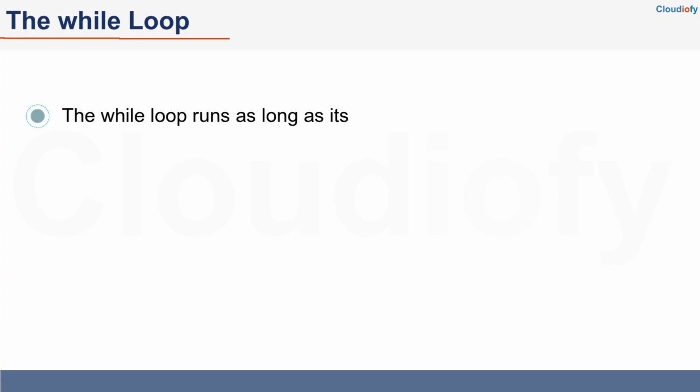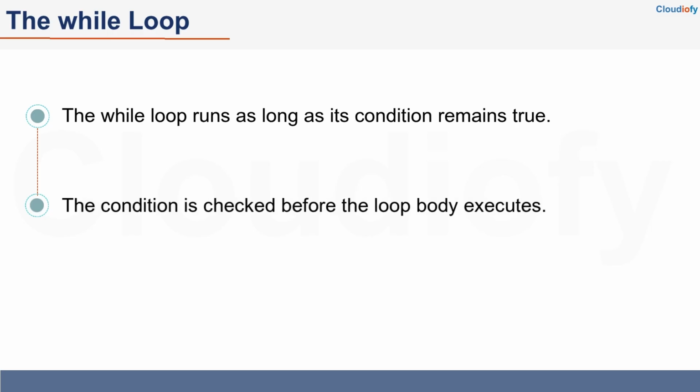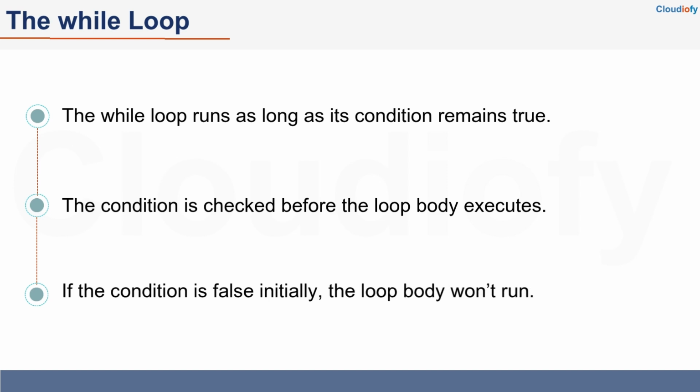The while loop runs as long as its condition remains true. It keeps looping again and again, but only if the condition stays true. The condition is checked before the loop body executes. Before running the loop body, it first checks whether the condition is true or not. If the condition is false initially, the loop body won't run. If the condition fails right at the start, the loop never even starts running.